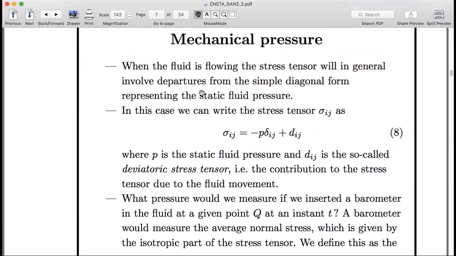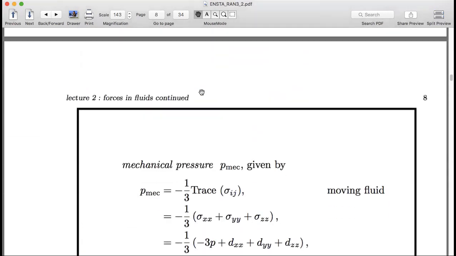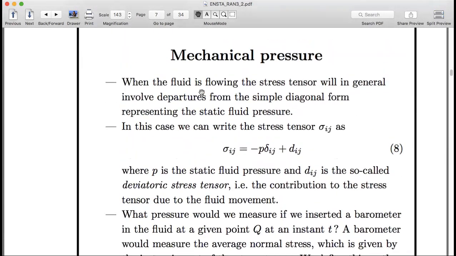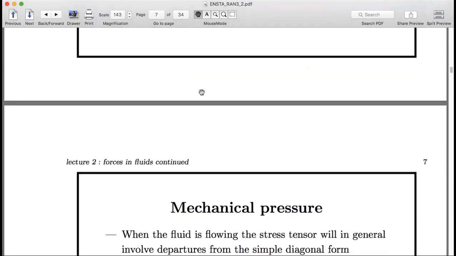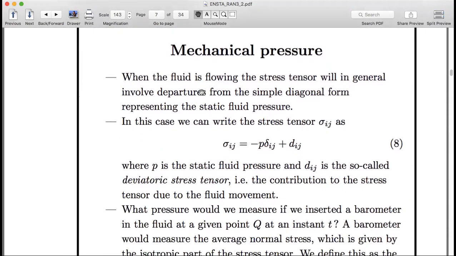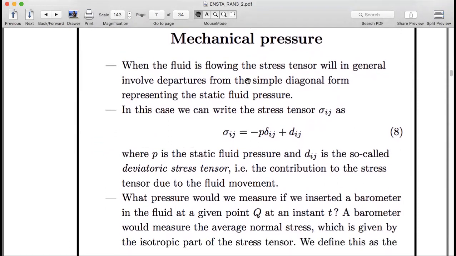So mechanical pressure, sorry, I'm getting ahead of myself. That's the end of the review. And so now I'm going to switch from overdrive to normal speed, but slightly faster than what I've been going up till now, because I'm a little bit afraid I'm going too slow.